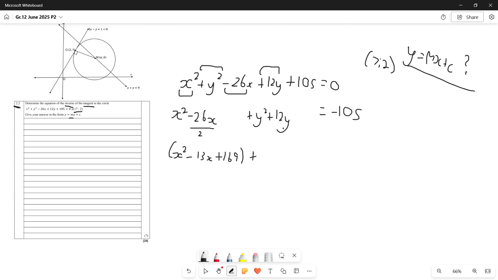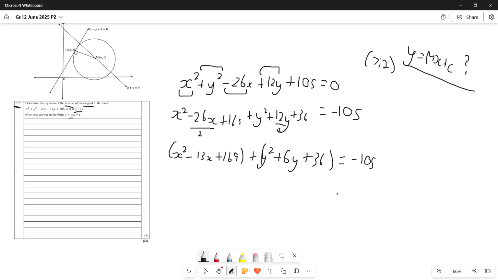So then we do the same thing over here. 12 divided by 2 is 6. 6 times 6 is 36 over here, which means we have a nice bracket over here where we have our 6y over here. 12y divided by 2 plus 36 over there equals minus 105.